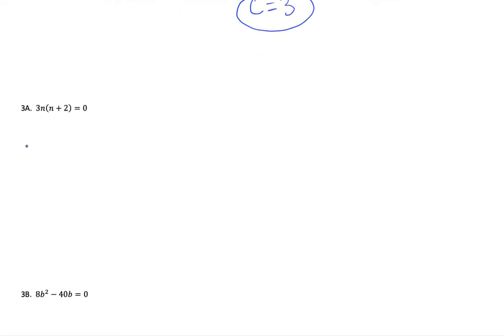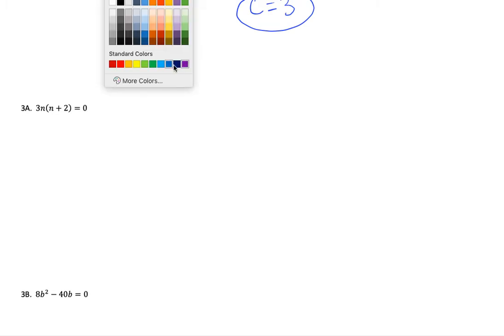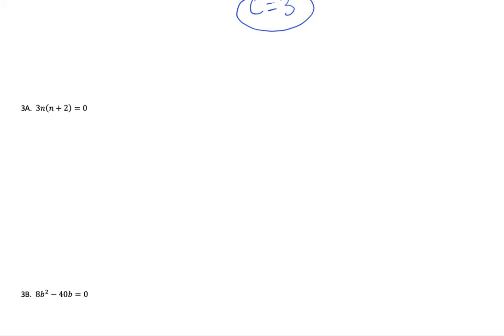Here's another one. Sorry, I'm just trying to get a different ink color. All right, we'll try that.